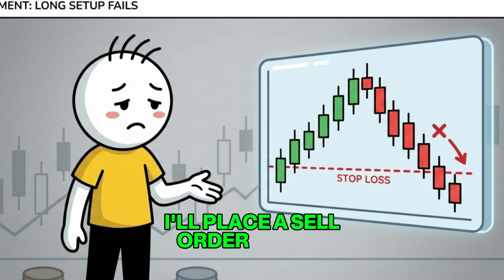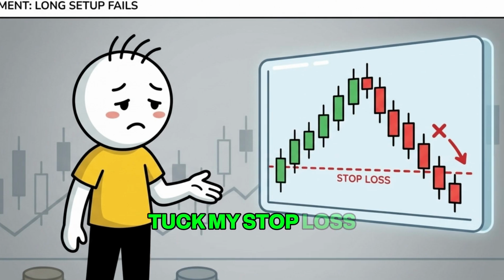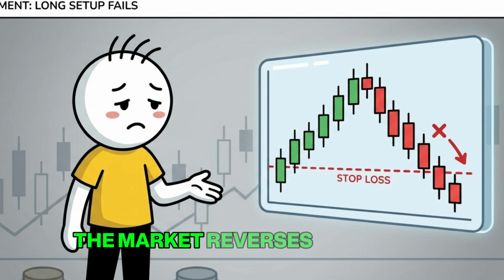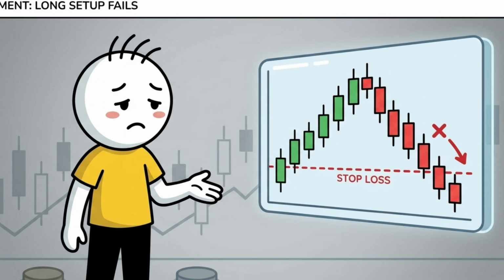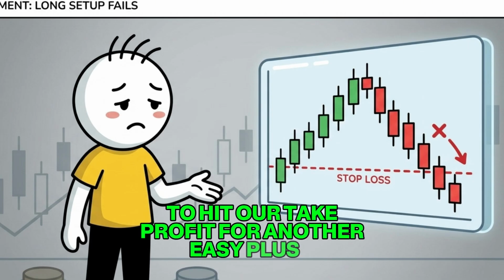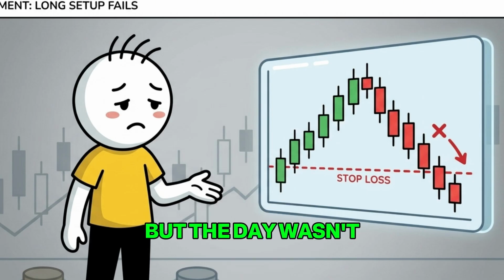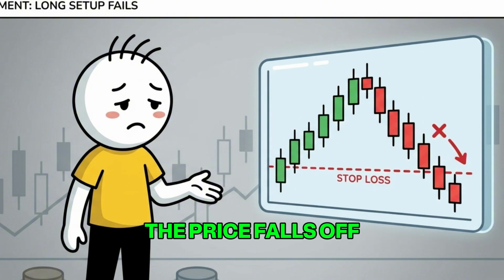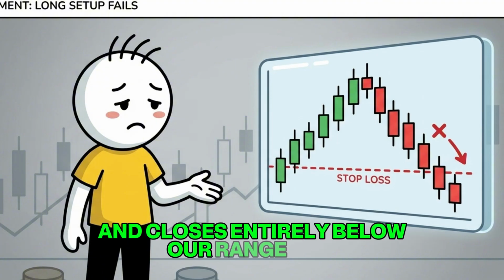I'll place a sell order on the close of that candle, tuck my stop loss right above the breakout high, and target a 2-to-1 ratio. The market reverses instantly, dropping like a stone to hit our take profit for another easy +2R gain. But the day wasn't done yet. Shortly after hitting our target, the price falls off a cliff and closes entirely below our range low.